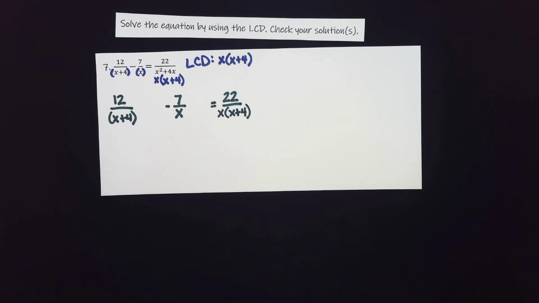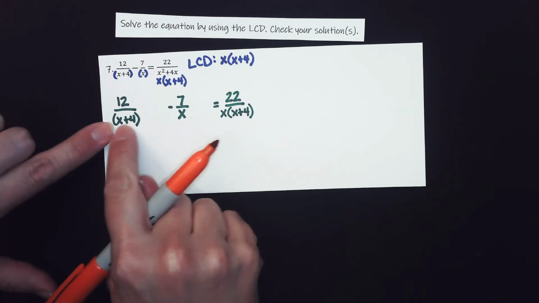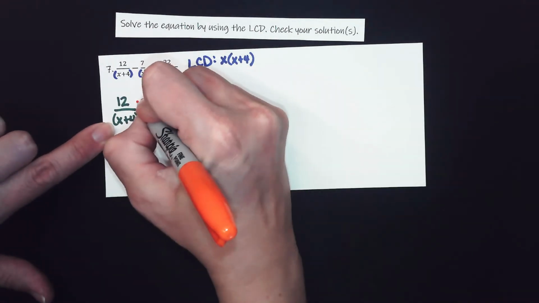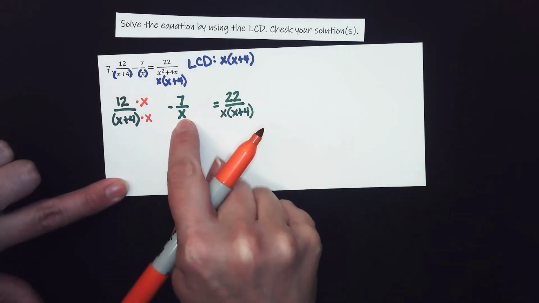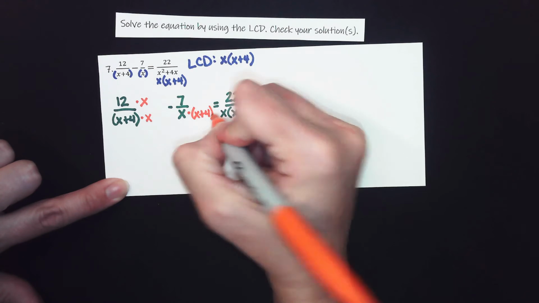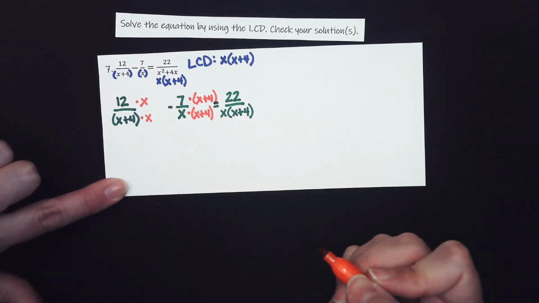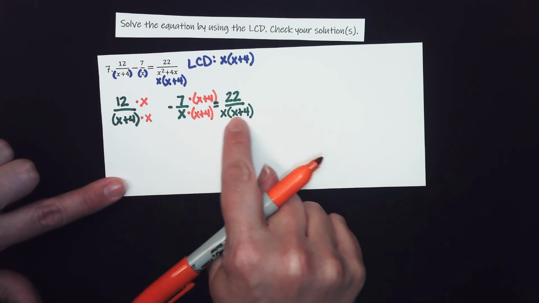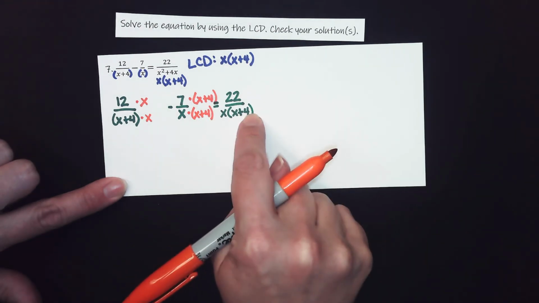And now we need to make all of our denominators x times x plus 4. So this has x plus 4, but it's missing the x. So I need to multiply it by x, but I also have to multiply the numerator. This denominator has the x, but it's missing the x plus 4. So I need to multiply it by x plus 4. And I have to multiply the numerator by x plus 4. Okay, that last fraction right here, the denominator is x times x plus 4, and that is my least common denominator. So I don't need to multiply this one by anything.